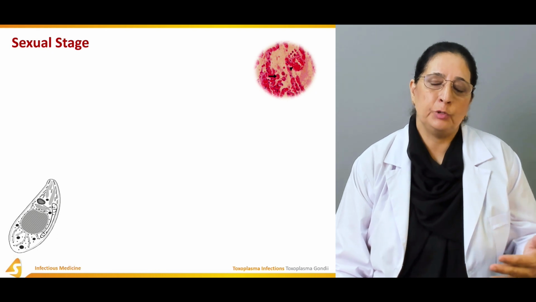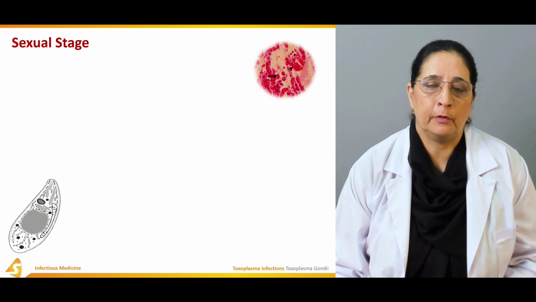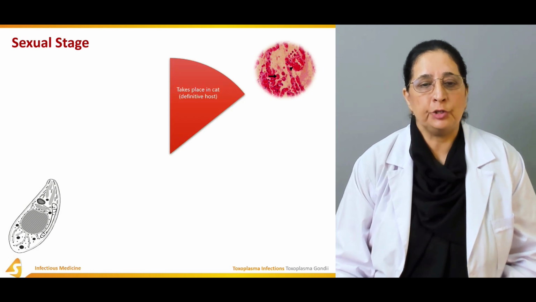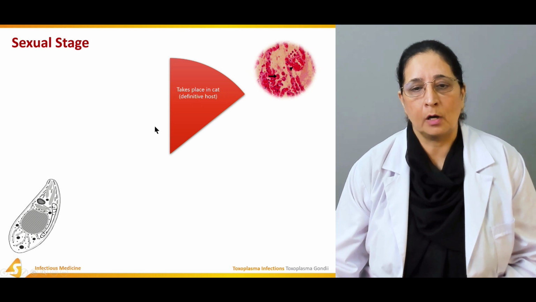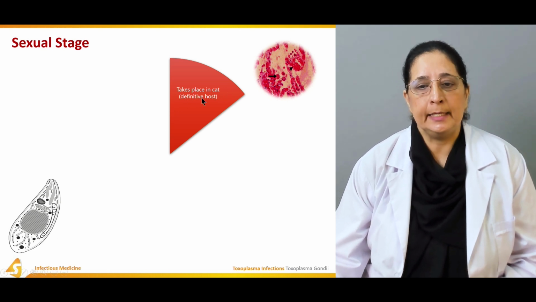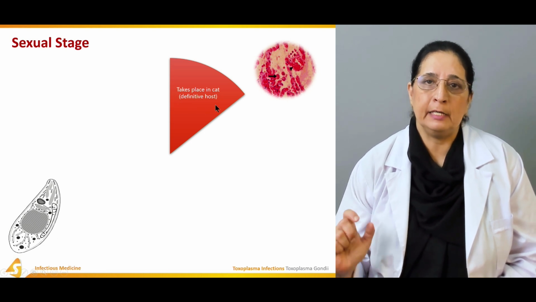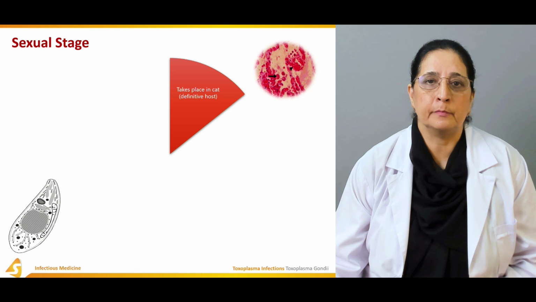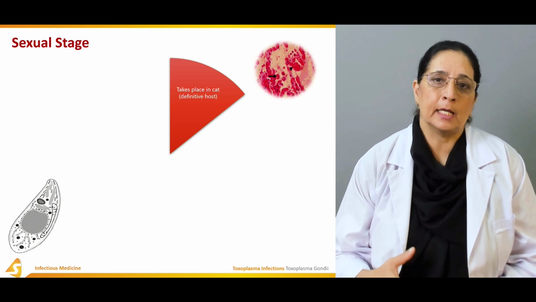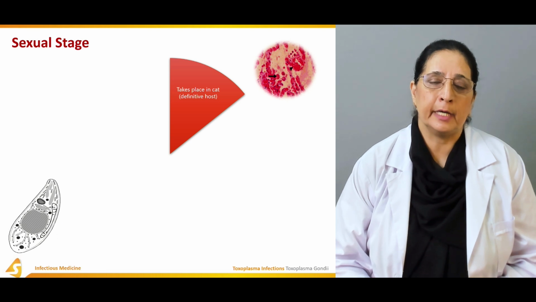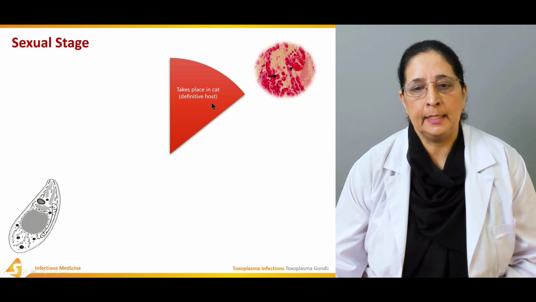After the asexual stage, which was all about the cyst and the trophozoite formation, now the sexual stage of Toxoplasma gondii takes place in the cat, which is the definitive host. Definitive host of Toxoplasma gondii is the cat. So people who keep cats at home need to be very, very careful because they need to take care of the litter.